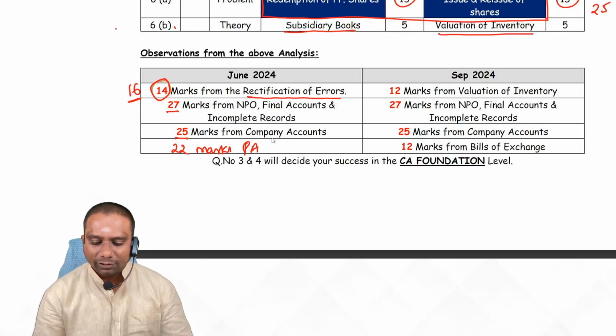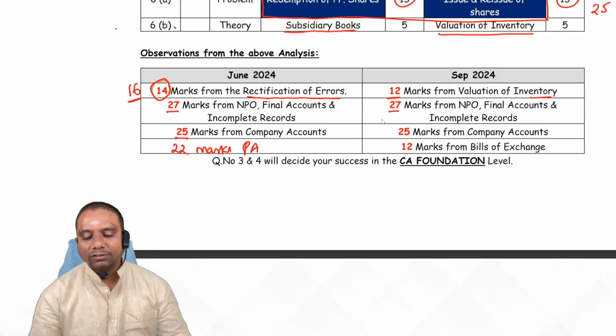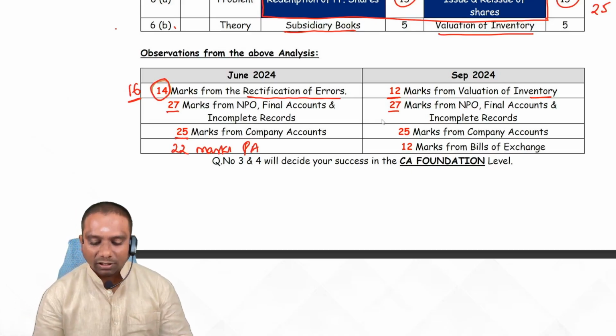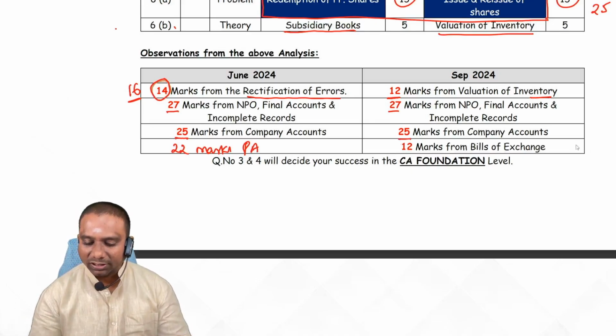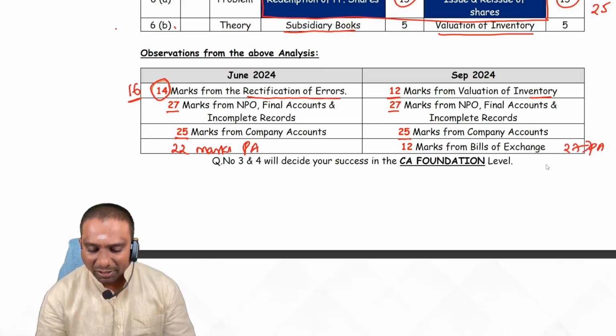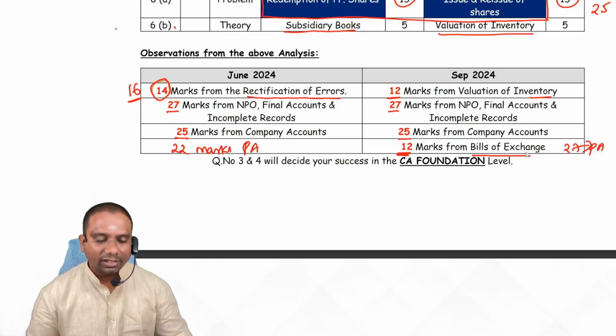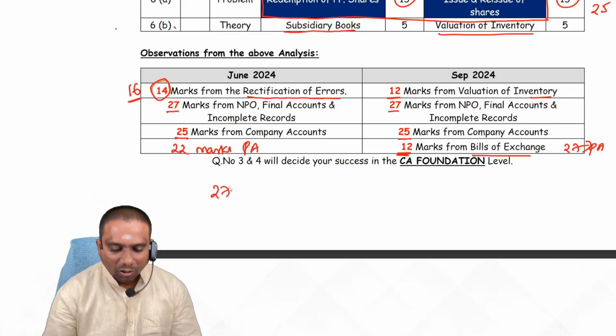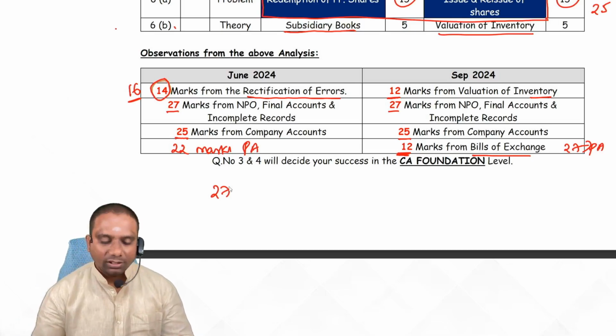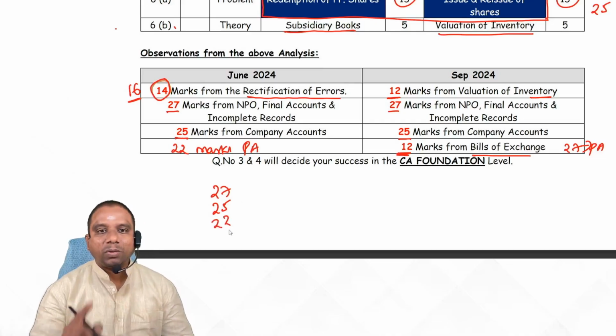Next one, September 24, 12 marks from valuation of inventory, 27 marks from NPO, final accounts and incomplete records, 25 marks from company accounts, at the same time 27 marks from partnership accounts. And surprisingly, they have asked 12 marks from bills of exchange. Observe the trend here. See, 27 marks from NPO, final accounts, incomplete records, 25 marks from company accounts, 22 marks from partnership accounts.